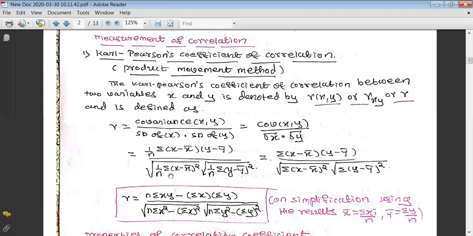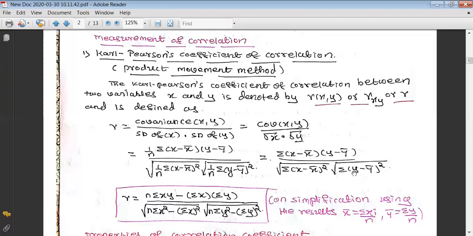Suppose you take the product under the root, it gives you 1 by n square. And if you take it outside the square root, it becomes 1 by n, and that 1 by n and this 1 by n will get cancelled. So we find the remaining part as summation x minus x bar into y minus y bar, and the denominator as square root of summation x minus x bar square and summation y minus y bar square.